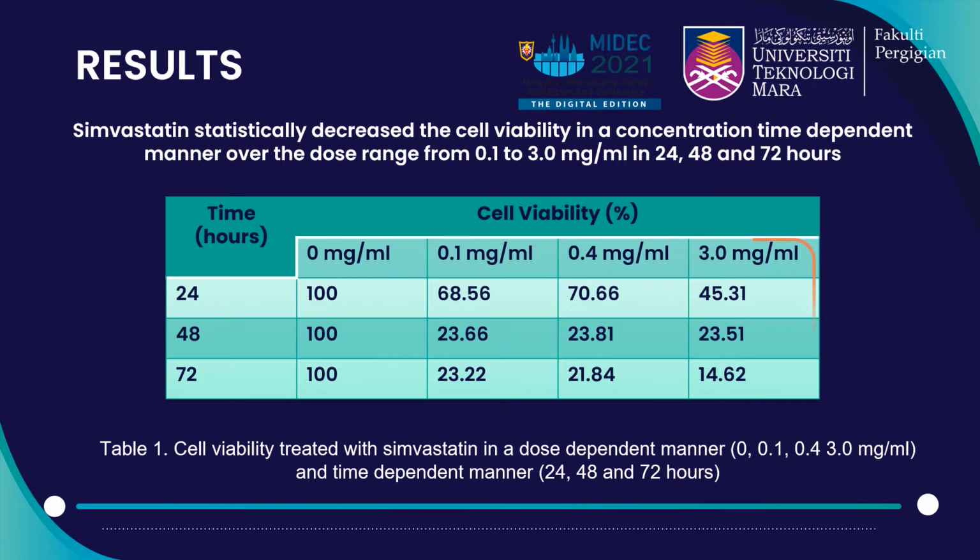While in 3.0 mg per ml, cell viability reduced the most to 45.31% in 24 hours, 23.51% in 48 hours, and 14.62% in 72 hours.